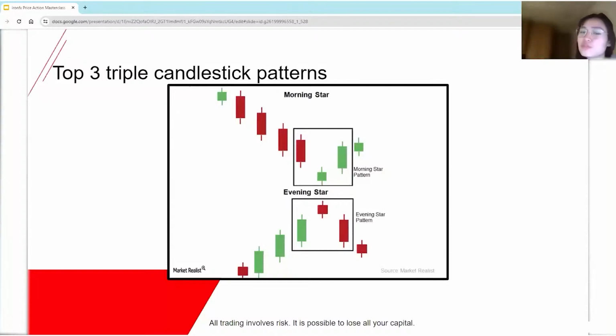So the pattern is actually more reliable when this third candle here closes above the midpoint of the first candle. So you can see the midpoint will be somewhere around here. So if it closes somewhere around here, that's a good sign that price is going to continue in the uptrend.